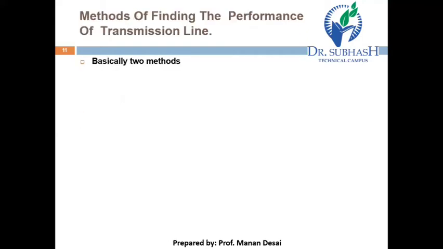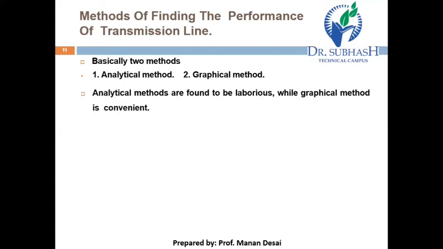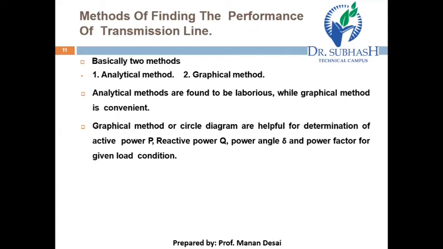Now, for finding the performance of the transmission line, we basically have two methods. First is the analytical method and second is the graphical method. The analytical method is found to be laborious, while the graphical method is convenient. So the graphical method or circle diagram is helpful for determination of active power, reactive power, power angle and power factor for given load conditions.